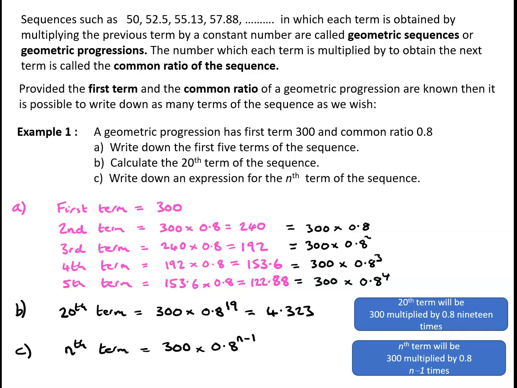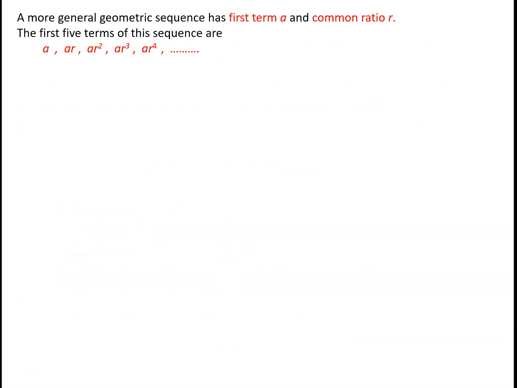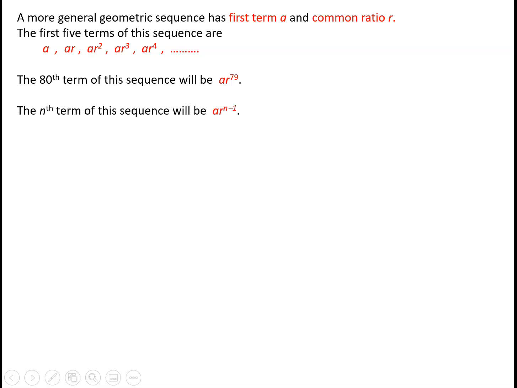In other words, the nth term is 300 times 0.8 to the power n minus 1. A more general geometric sequence has a first term of a and a common ratio of r. So the first 5 terms are going to be a, ar, then ar times r, which is ar squared, then ar squared times r, which is ar cubed, and then ar cubed times r, which is ar to the 4, and so on. The 80th term of the sequence will be a times r 79 times, or ar to the power 79. And the nth term in the sequence will be ar to the power n minus 1.